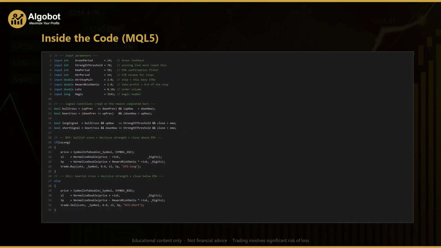Let's look at the actual MQL5 code the expert advisor runs, just as you'd see it in MetaEditor. At the top are the input parameters you can adjust. AroonPeriod sets the 14-bar look-back. StrengthThreshold is the 70 level the winning line must reach. EmaPeriod is the 50-bar confirmation average. AtrPeriod, AtrStopMult, and reward risk ratio control the volatility stop and the target, and lot sets the order size.